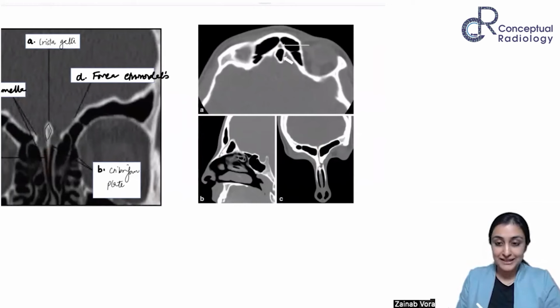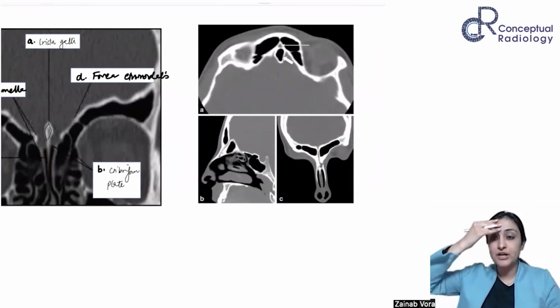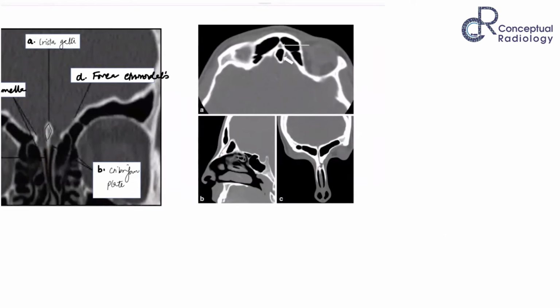This perpendicular plate is actually ethmoidal bone. The nasal process of the frontal bone will be even more anterior. So this one is probably from the frontal bone. Here we had come into the ethmoid. This one here is the nasal part of the frontal bone.